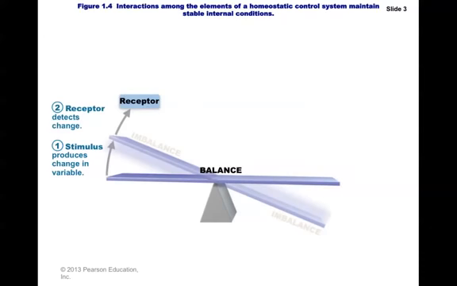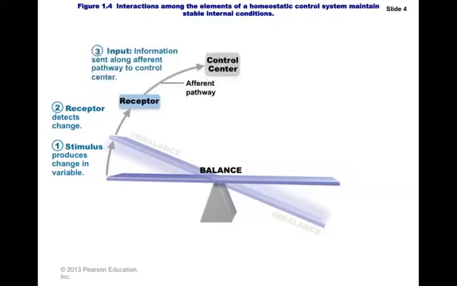Our body is equipped with all different types of receptors. Each one can detect one or more types of stimulus. The receptor sends information about the variable or stimulus, like temperature, to a control center. The information traveling from receptor to control center is known as the afferent pathway.